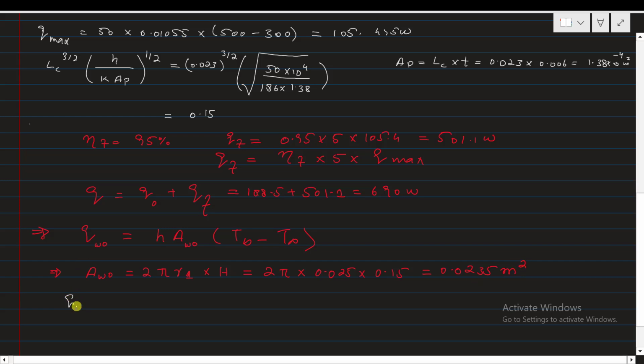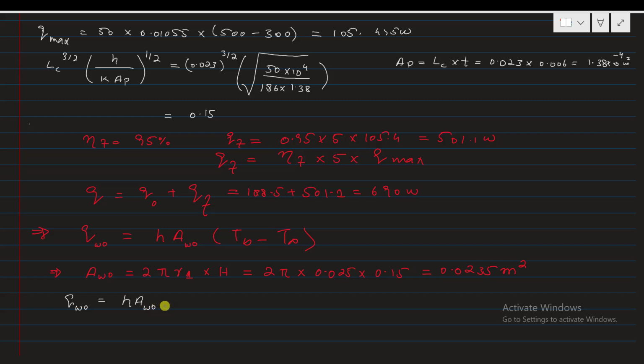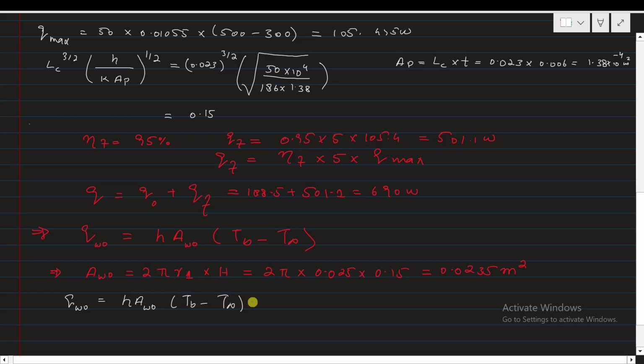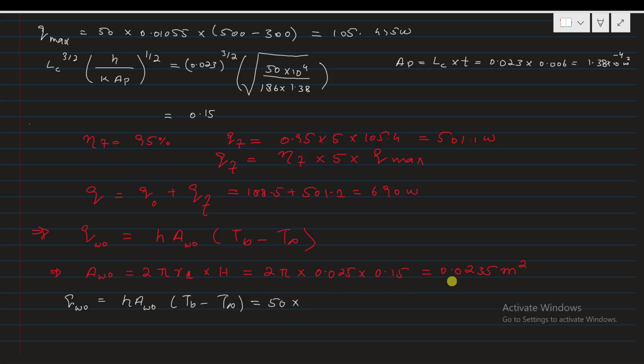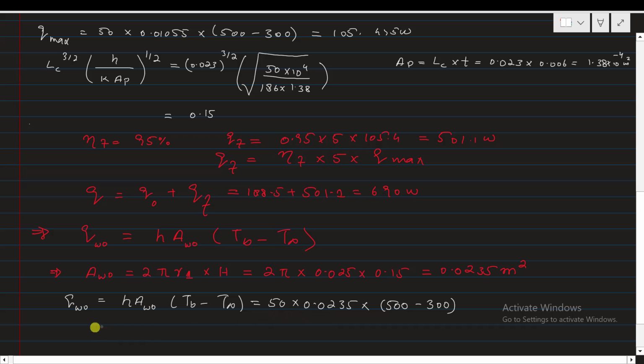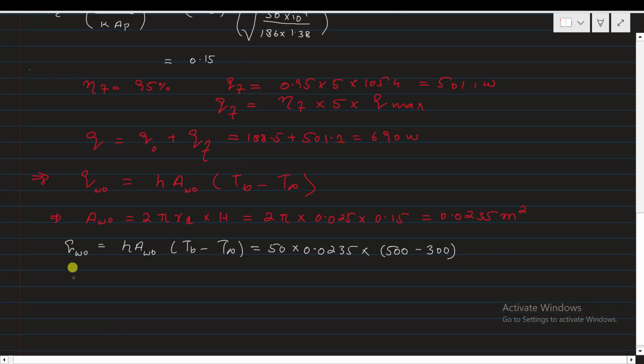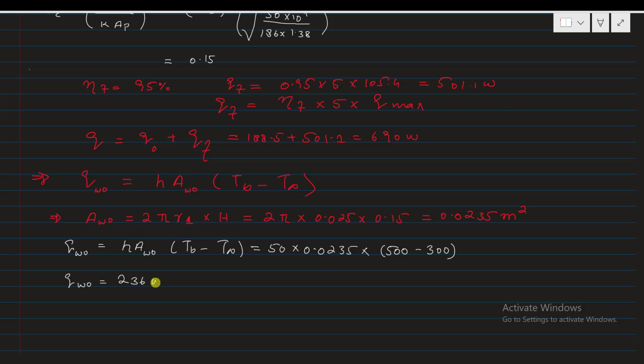Now heat transfer without fin is equal to h A_w naught, the area without fin, and then T_b minus T infinity. So h is 50, A_w naught is 0.0235, multiplied by the temperature difference. After simplification you will get the heat transfer by the cylinder without fin, that is 236 watt.